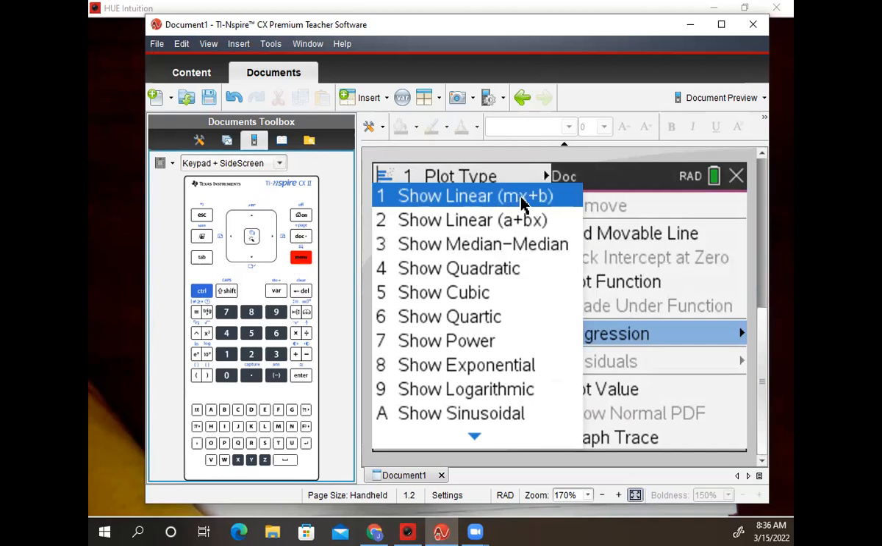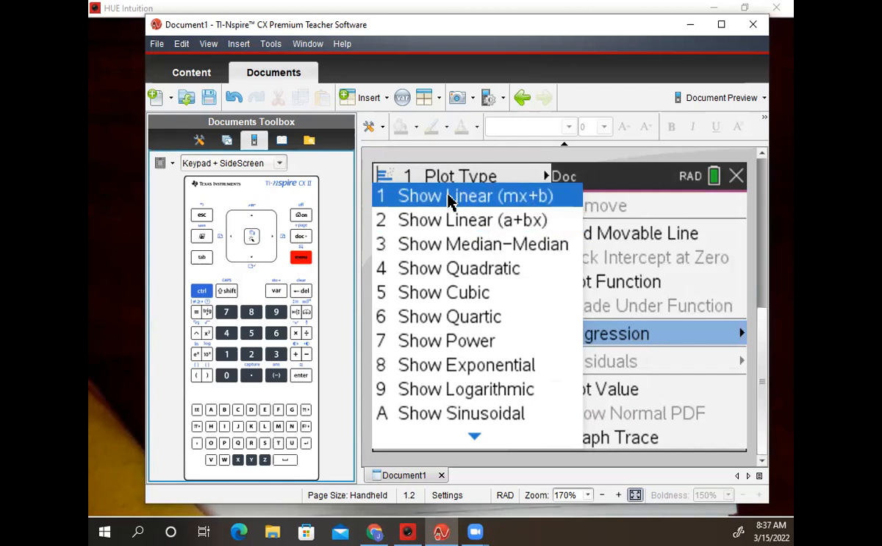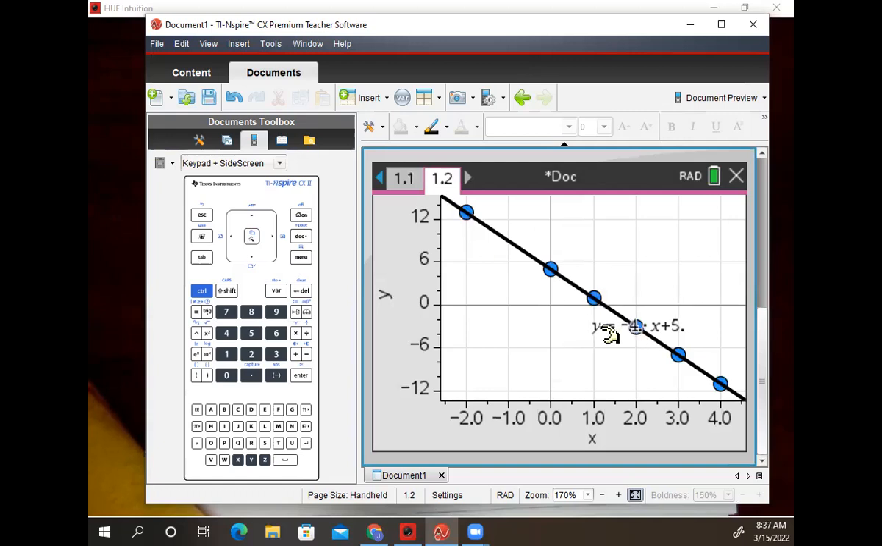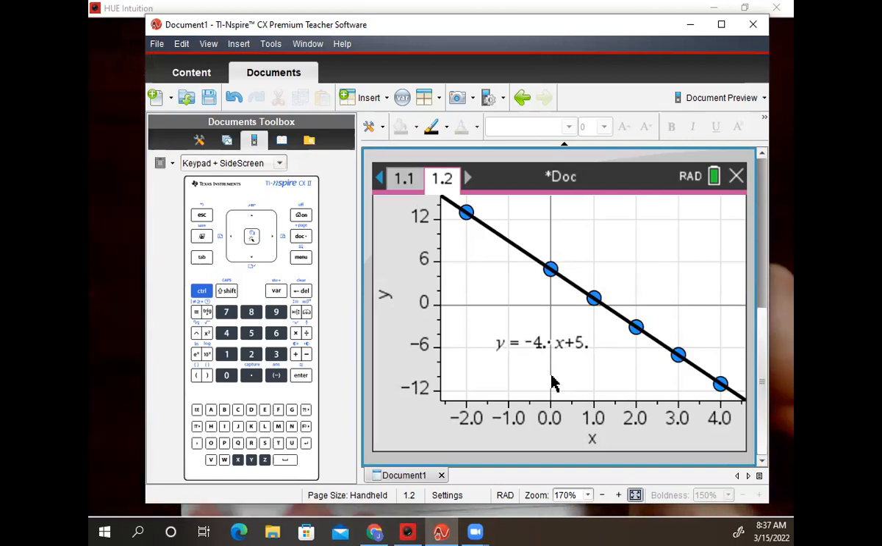We're used to functions in the form y equals mx plus b. So I'm going to select this first one. The second one just sort of flops the terms around, but I'm going to use mx plus b since that's what we're used to seeing. And yeah, that line fits our data pretty well. So number 3 was a linear function. And that function is y equals -4x plus 5. I've jotted that down on my paper.